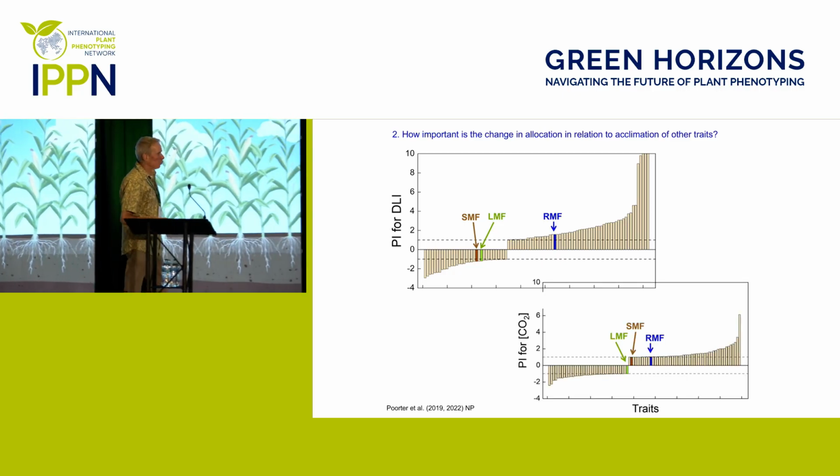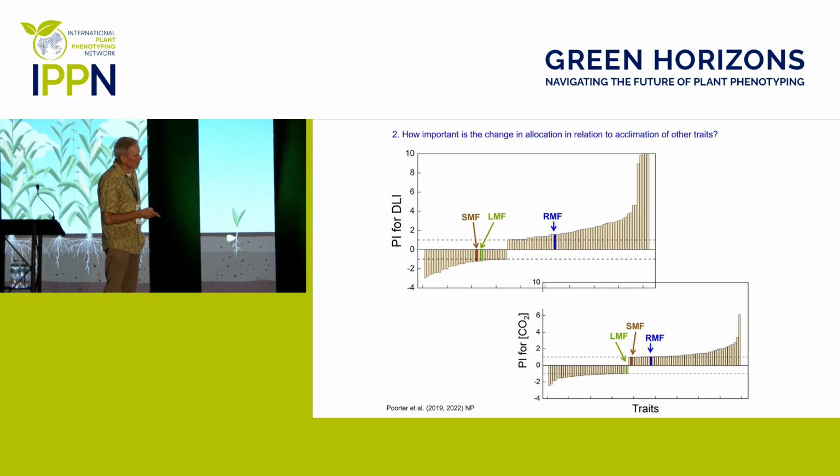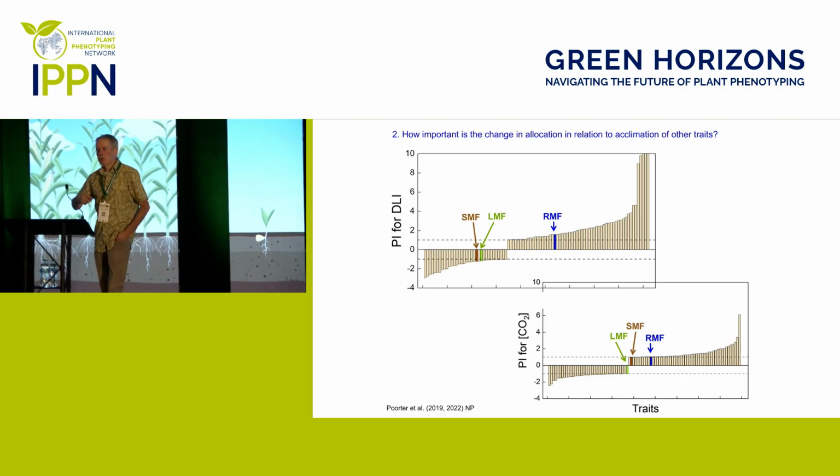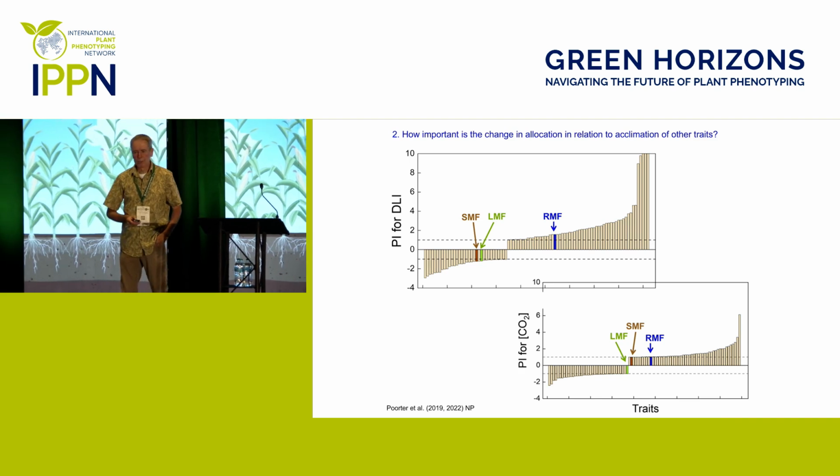And if you look at CO2, for example, we did exactly the same there. Also there you see that the changes in allocation are marginal compared to the changes in a range of other traits. But of course, that's still not quantitative. It's still not really what you would like to know.